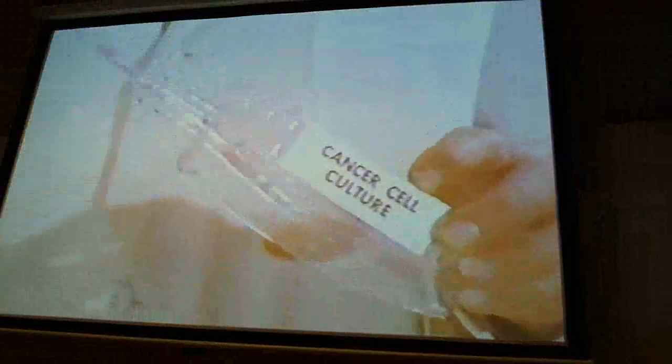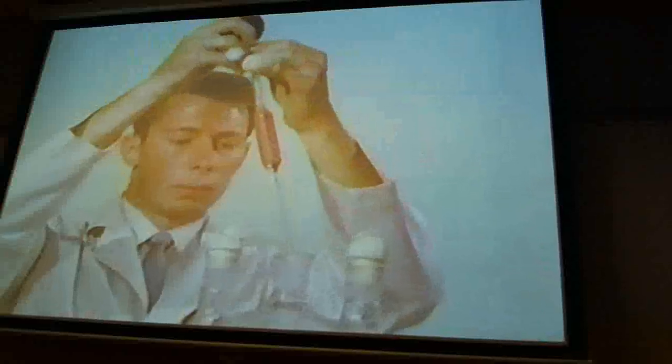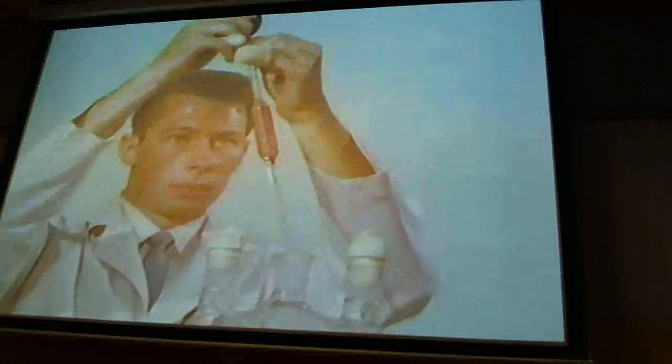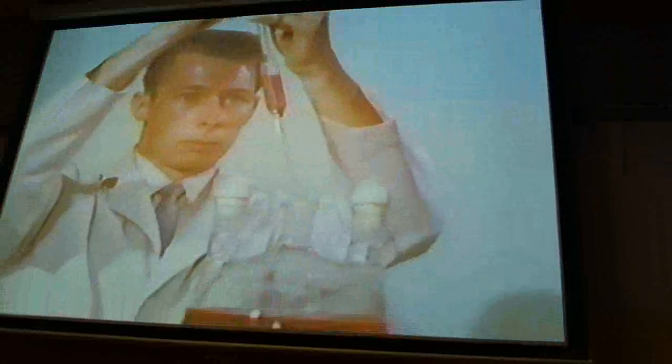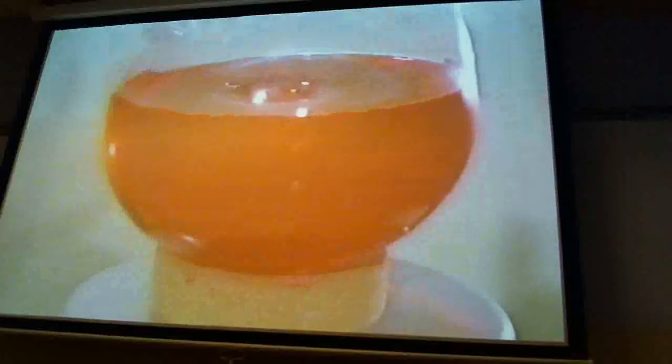A sterile pipette is used to transfer the cells into a large flask which contains a nutrient medium. This permits continued growth so that we will have enough cells for our experiment. The cells are kept in suspension by a magnetic stir and incubated for several days.